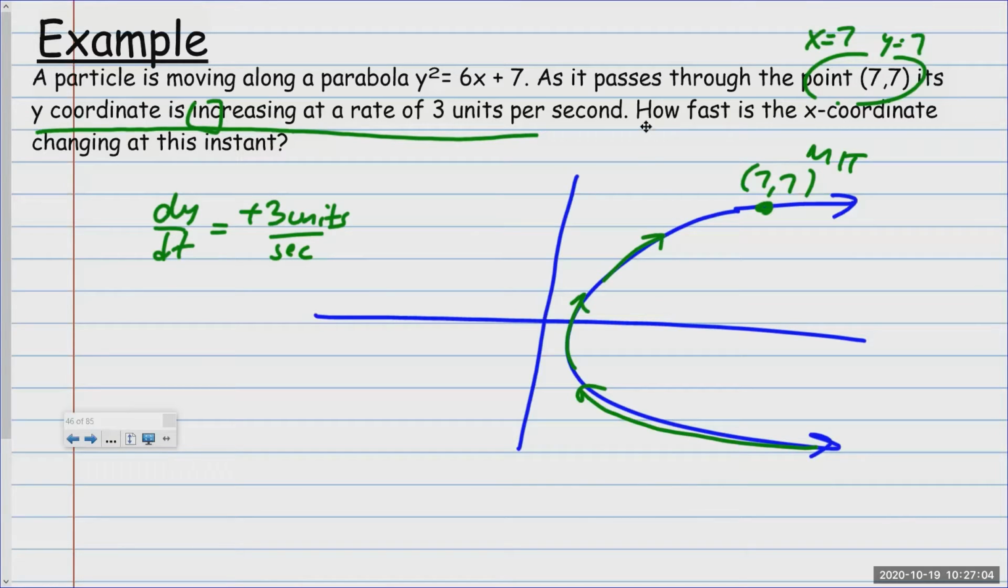What am I trying to find? It says, how fast is the x-coordinate changing at this instant? So what am I trying to find? dx/dt. Okay, so look, I'm trying to find dx/dt when x is 7 and y is 7. That's a moment in time. It's not always true. I'm not always standing there at (7,7). I'm moving along this path, and I'm trying to find dx/dt at that moment in time.